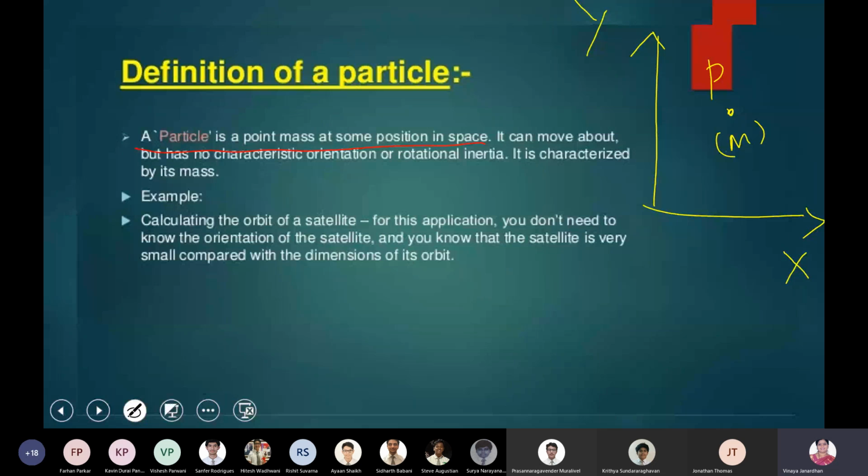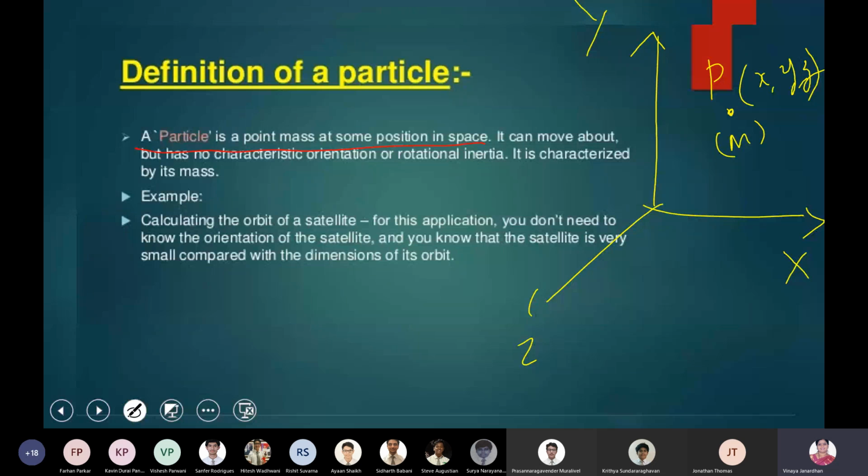This is what we have learned about dealing with bodies or objects. What you dealt with in the previous chapter was treated as a point mass. So a particle is a point mass at some position in space. It can move about, but has no characteristic orientation or rotational inertia.